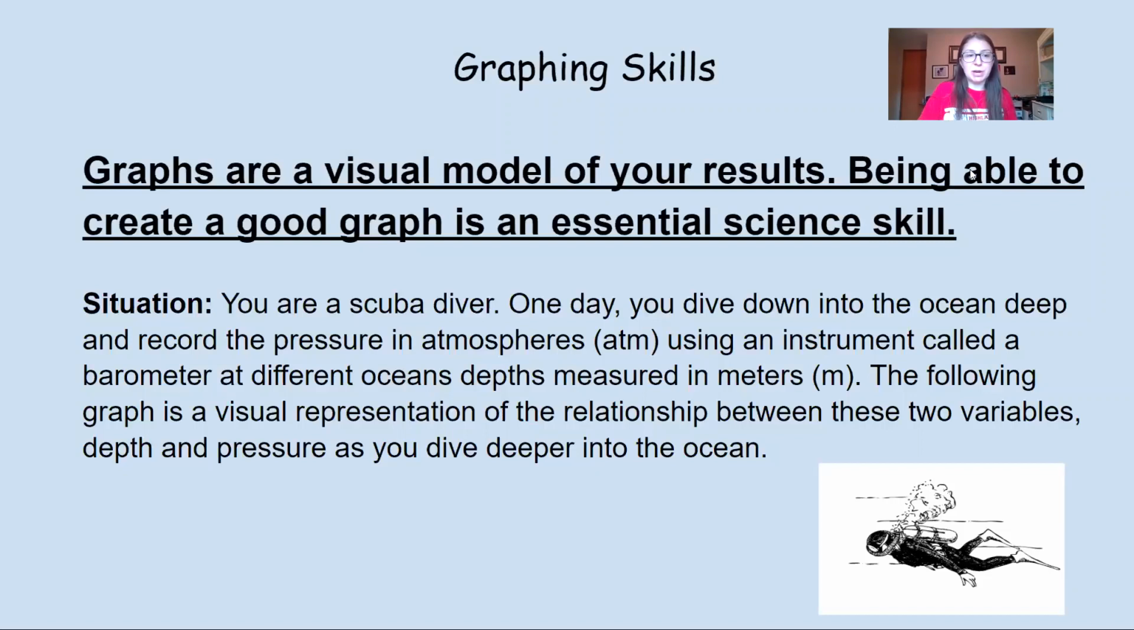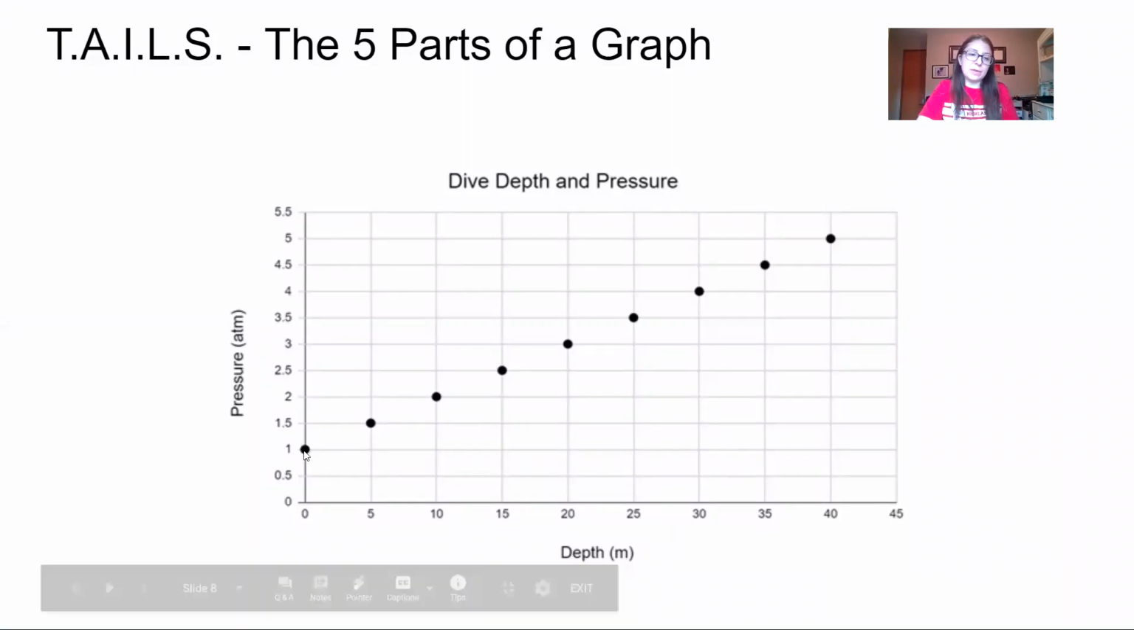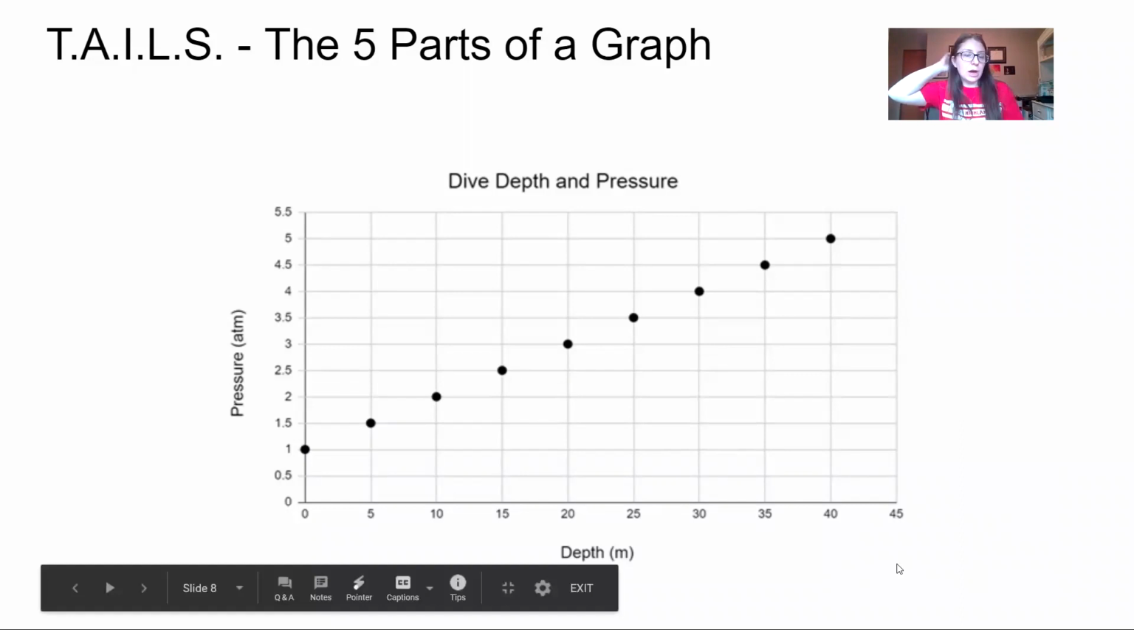You're measuring this pressure at different ocean depths measured in meters. Meters is one of the metric units we're going to talk about a lot. So the following graph is a visual representation of the relationship between these two variables. As you dive down deeper, what's going to happen to the pressure? Here's the graph. So if you started at a depth of 0 meters, you have 1 atmosphere of pressure. And as you can see, this pressure is increasing as the depth is also increasing.